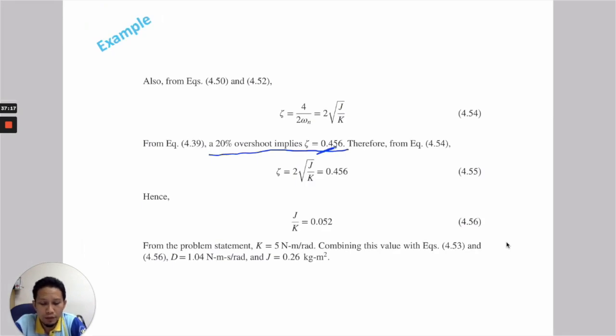Given the values that we have calculated, we can put them into this equation. So I think we have all the parameters sorted out, and from the problem statement we can calculate the values of K, and then we can find the values of D and J each.